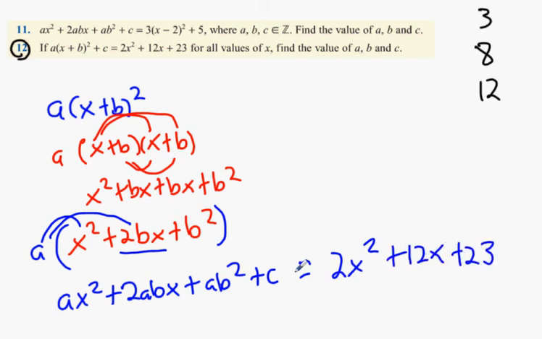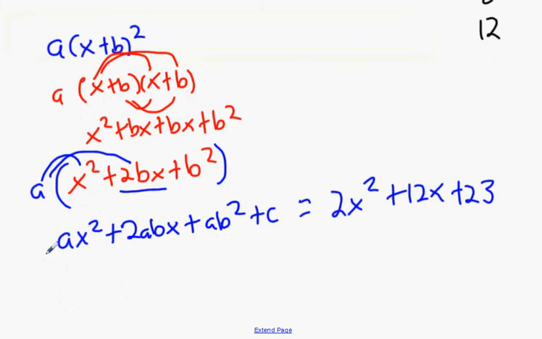Now here's the interesting part. What we're going to do here, guys, is ax squared is the same as 2x squared, so a therefore equals 2. Is that right? I can write it down like this if you want, and then I'll just get rid of the x squareds, and a equals 2. Now we're on to the x part. So we've done the x squared part.